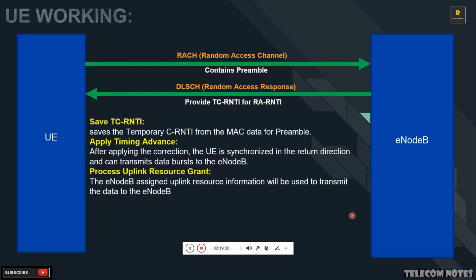Apply timing advance. After applying the correction, the UE is synchronized in the uplink direction and can transmit data to the E node B. Process uplink resource grant. The E node B assigned uplink resource information will be used to transmit the data to the E node B. And after that, you will send the RRC connection request on the channel UL-CCCH.